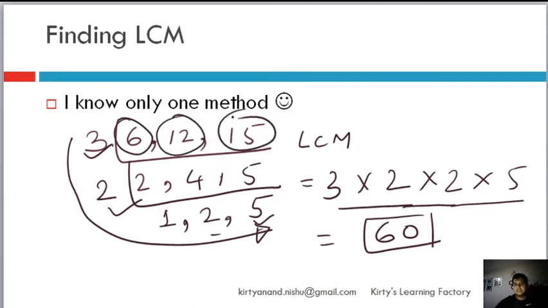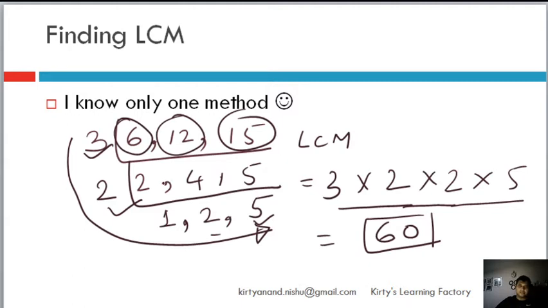As simple as that. So what is LCM? LCM is the smallest number which should be in the multiplication table of all the three numbers. 6 also, 12 also, 15 also. That is LCM. There will be no number smaller than 60 which will be in the multiplication table of all the three. So for example, let's take a number 48. You will find 48 in the table of 6, you will find it in the table of 12, but you will not find it in the table of 15, right?